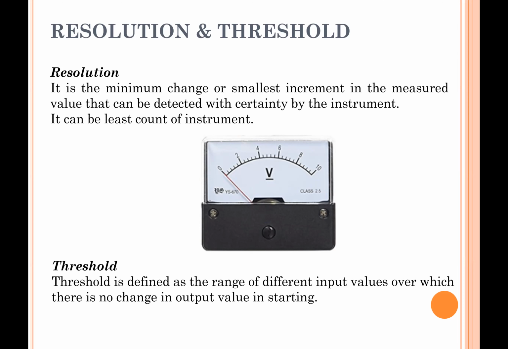Output, जैसे मोटर के केस में, output is the rotational speed. तो जब तक कि आप minimum 5 volt नहीं लगाओगे, तब तक output पर there will be zero rotation. That means motor doesn't get activated. So that is the concept of threshold.